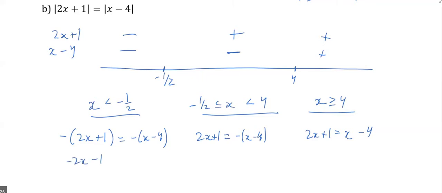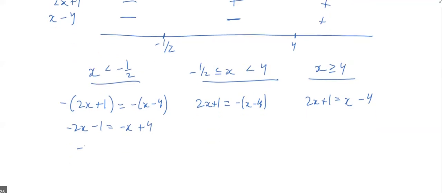X equals negative 5. Is that in our domain? It is. It's less than negative a half, so it's good. X equals 1. Is that in our domain? Yep. Between negative a half and 4? Yeah, 1's in there.